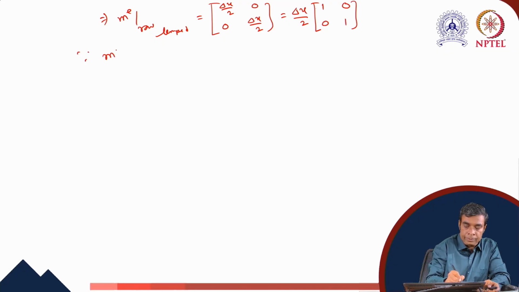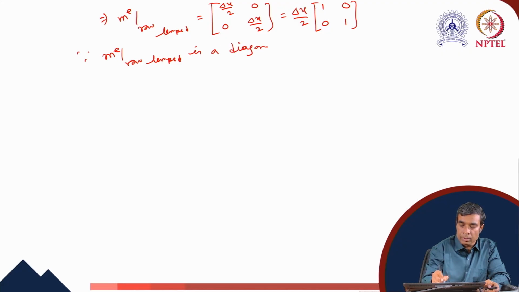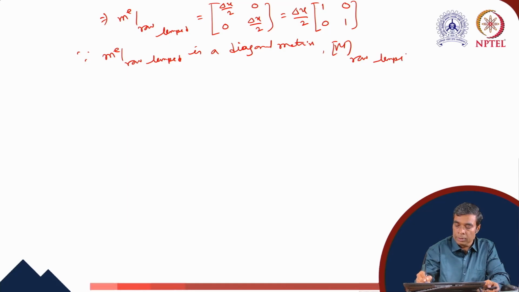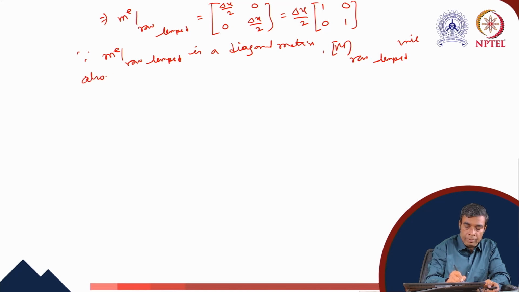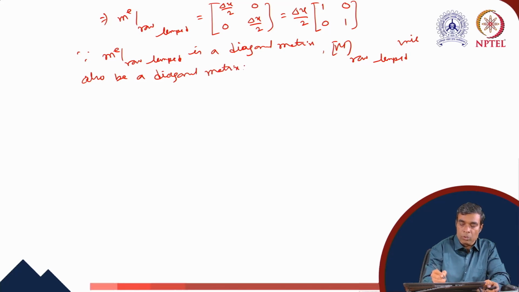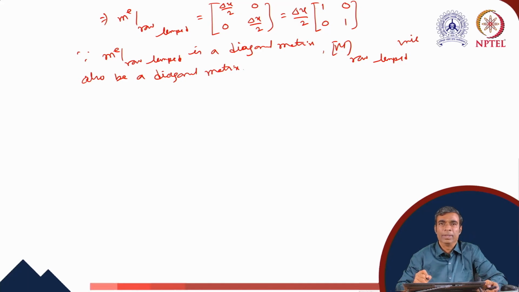Since Me row lumped is a diagonal matrix, the assembled row lumped matrix will also be a diagonal matrix. Once we have the assembled matrix as a diagonal matrix, we can easily invert it.